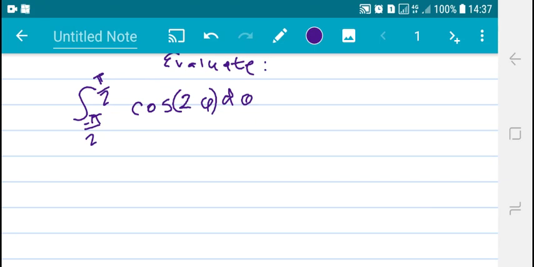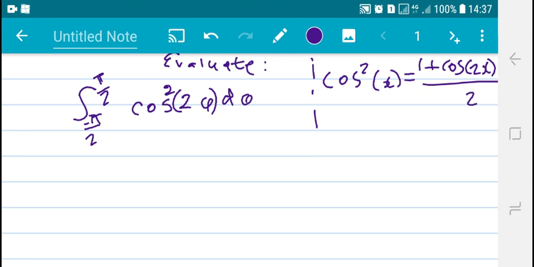So we're asked to evaluate the integral of cosine squared of 2 theta d theta. We're going to use the following result: cosine squared of x is equal to 1 plus cosine of 2 times x, over 2. It's important to note that we just double the angle and then we use this particular identity. So let's apply this here.